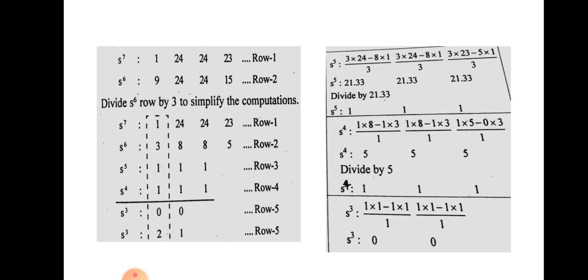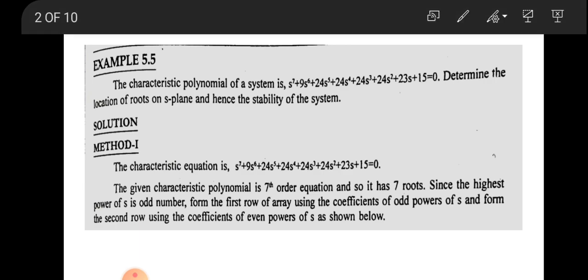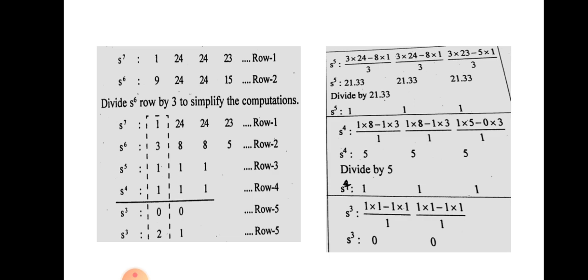The next lowest power is s raised to 6. We will write s raised to 6 just below s raised to 7, and construct the row by taking the coefficients of even powers of s. Going to the characteristic equation again, the first even power of s is s raised to 6 and its coefficient is 9. The next even power is s raised to 4 and its coefficient is 24. The next even power of s is s square and its coefficient is 24. And the next even power is s raised to 0, that means 1, so its coefficient is 15. We write those in the row corresponding to s raised to 6: 9, 24, 24 and 15.